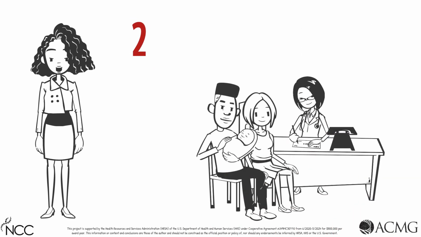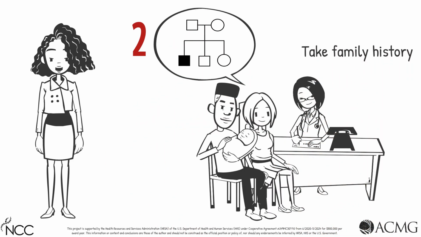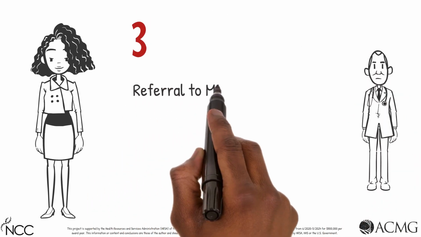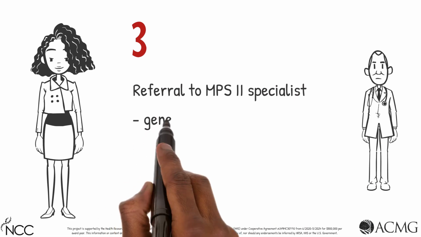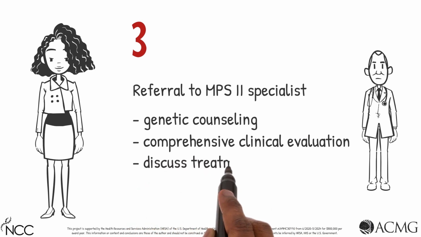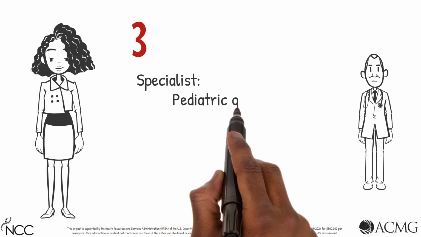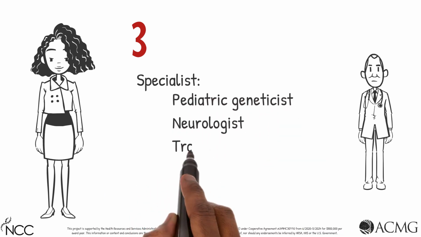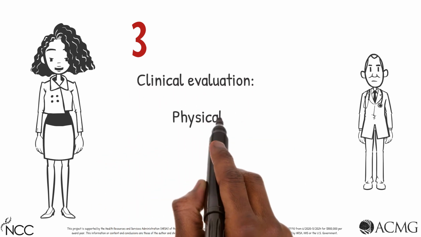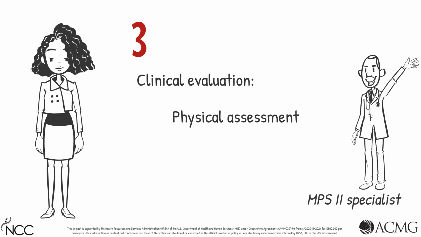Second, take a family history with a particular focus on the potential signs and symptoms in young male siblings. Third, arrange a referral to an MPS II specialist for genetic counseling, comprehensive clinical evaluation, and discussion of treatment options. The specialist could be a pediatric geneticist, neurologist, or transplant specialist. The clinical evaluations should include a comprehensive physical assessment by an experienced MPS II specialist.